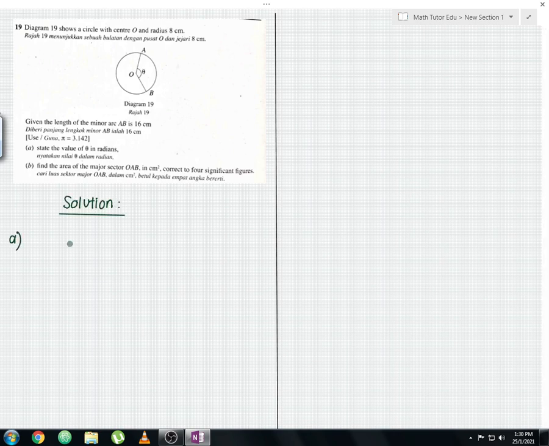Okay, for the question part A, the information already given to us is the length of the minor arc AB is 16 cm and the radius is 8 cm. The question asks us to find the value of theta in radians. So for part A, we're going to use the formula for length of arc, which is S equals to R theta. Let me write down in the working.